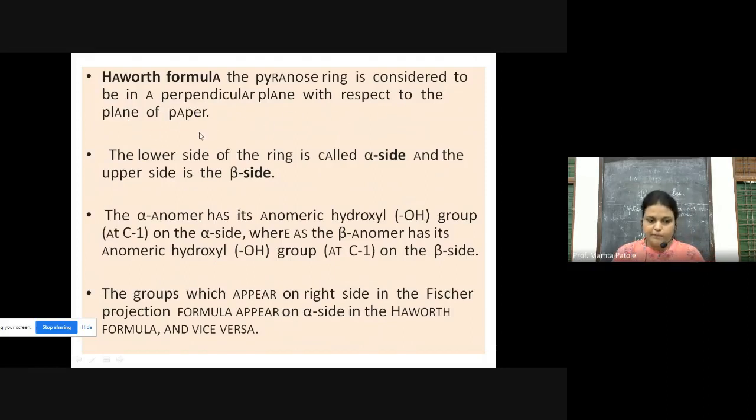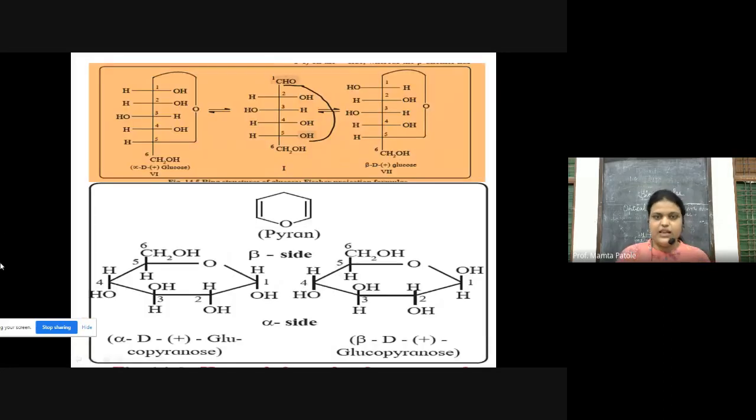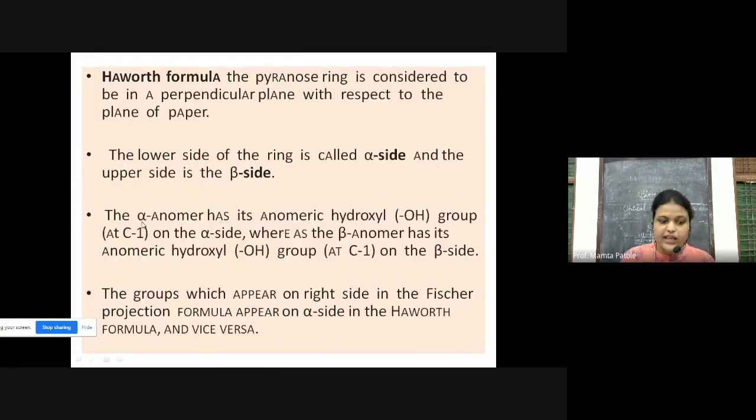Well, now in Haworth's formula, the pyranose ring is considered to be in a perpendicular plane with respect to the plane of paper. Now we will learn this with the help of the structure. The lower side of the ring is known as the alpha side and the upper side is known as beta. Can you see the structure? In this structure, the lower side is the alpha side, whereas the upper side is the beta side. The alpha anomer has its anomeric hydroxyl group on the alpha side, whereas the beta anomer has the anomeric OH group on the beta side.